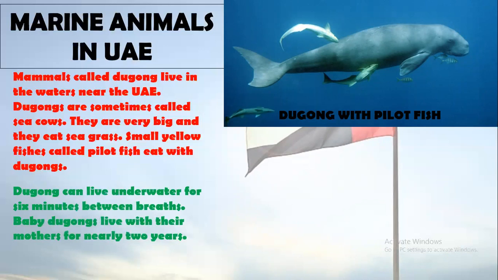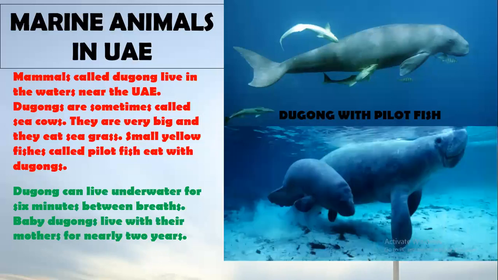Dugongs can live under the water for 6 minutes between their breaths. Like I said, dugong is a mammal, and I also told you that mammals cannot stay underwater for very long. So dugongs can only stay under the water for 6 minutes and then it has to come up and breathe and then go back under the water. And baby dugongs live with their mothers for almost 2 years. So in this picture, you can see the mother and the baby dugong. How sweet.